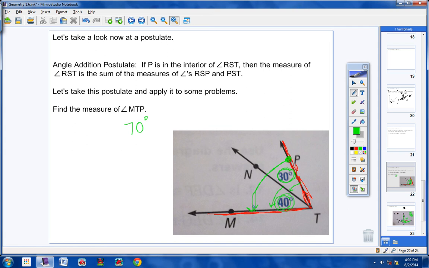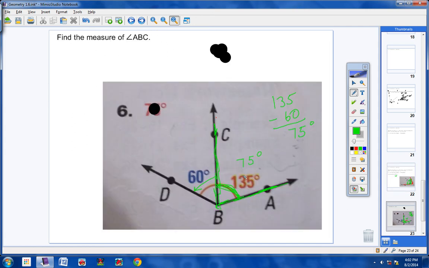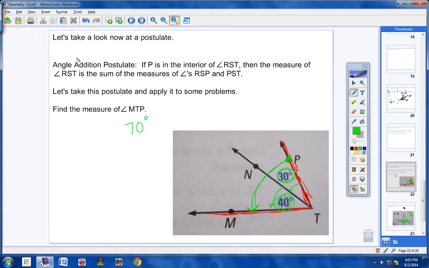And so in the previous problem, I gave you two smaller angles and you added them together to find the bigger angle. In this example, I gave you the measurement of the bigger angle, 135, and I gave you the measurement of one of the smaller angles. And so you took the bigger angle and you subtracted out 60 degrees, and you found the smaller angle, which is 75 degrees. Okay, I hope that makes sense. That is, once again, using the angle addition postulate.